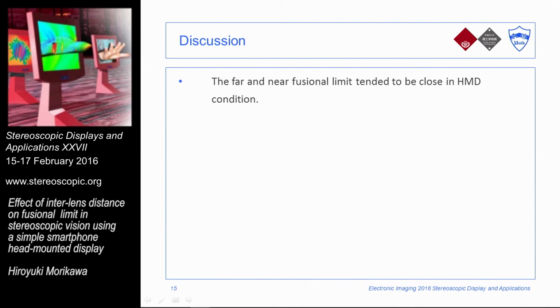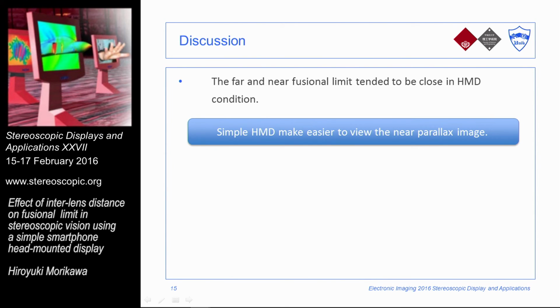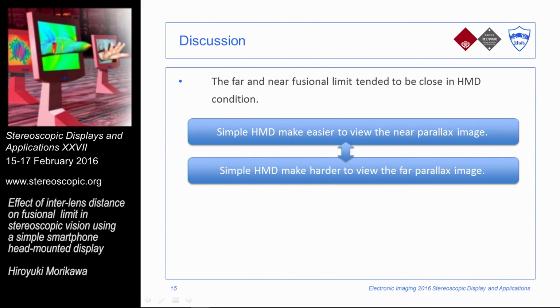Now, I'll summarize the results and give considerations. The results of the experiment show that the far and near fusional limits tended to be close in the HMD condition. These results suggest that a simple HMD makes it easier to view near parallax images. However, making it easier to view near parallax means, in other words, making it harder to view far parallax. These results are not always positive from the perspective of image safety.